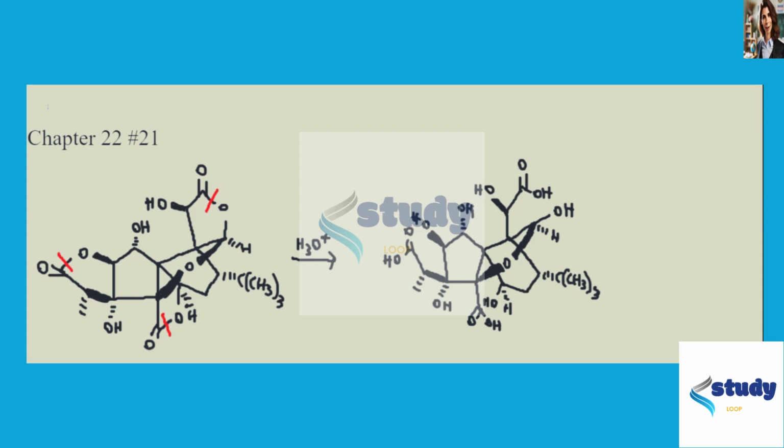And so that's it. That's what the product is going to look like. Again, nothing else about the starting molecule changes. It's just those three ester bonds that I've indicated with red that are going to be broken. The final product is drawn here on the right. And that's the answer to Chapter 22, problem number 21.